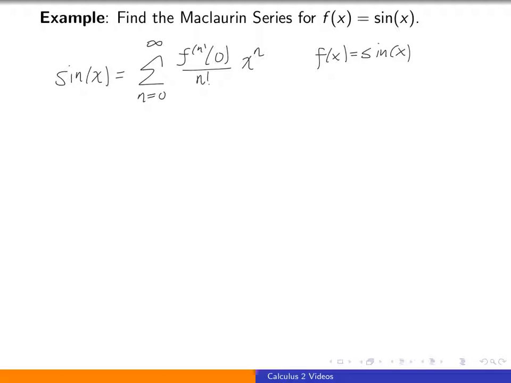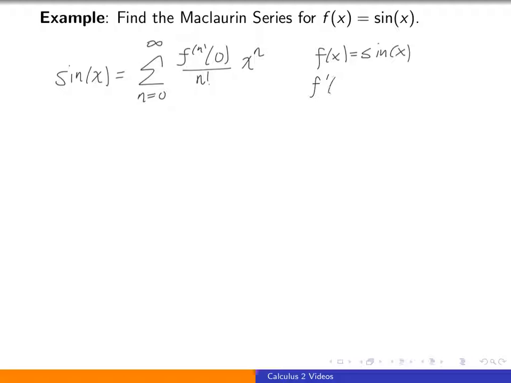is sine. And if we think about what we actually need to have this power series representation, the x to the n and n factorial are things that are not going to change. They're there. What we need to determine is what is the nth derivative evaluated at 0. And that's something that we are hopefully very good at, differentiation.